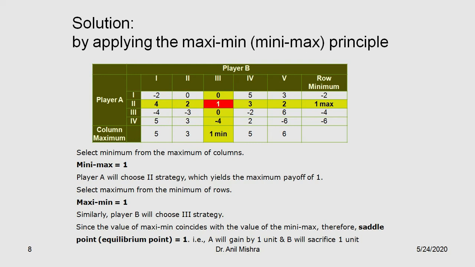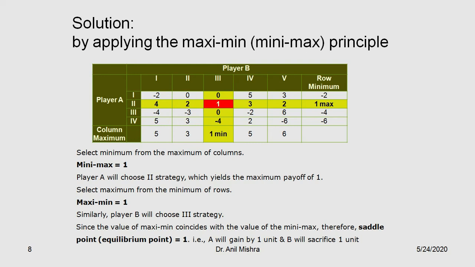Now, out of those row minimums, which is the maximum? 1 is the maximum. Similarly, out of those column maximums, the minimum one is 1. So we find maximin equals minimax. Both are the same. That means there exists a saddle point solution. I mean, player A follows the second strategy and player B follows the third strategy.